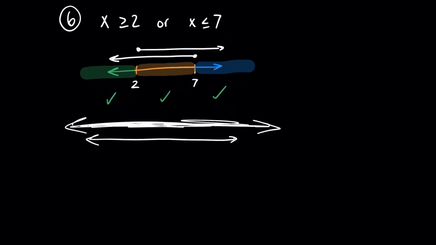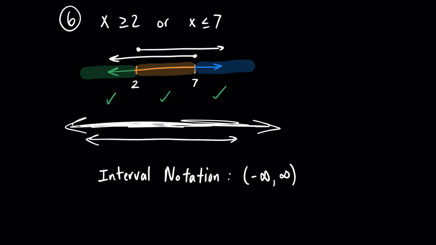Okay, so that's great. How about for interval notation? How do we say that? Well, how do we say all real numbers in interval notation? What would be the starting number at the bottom? Well, it would be negative infinity. And then what would be the ending number at the top? It would be positive infinity. So that's interval notation. How about set notation?